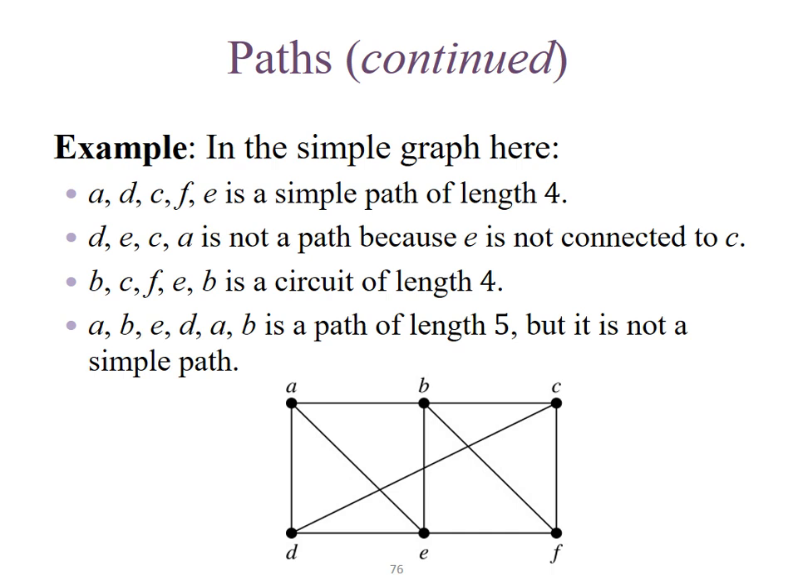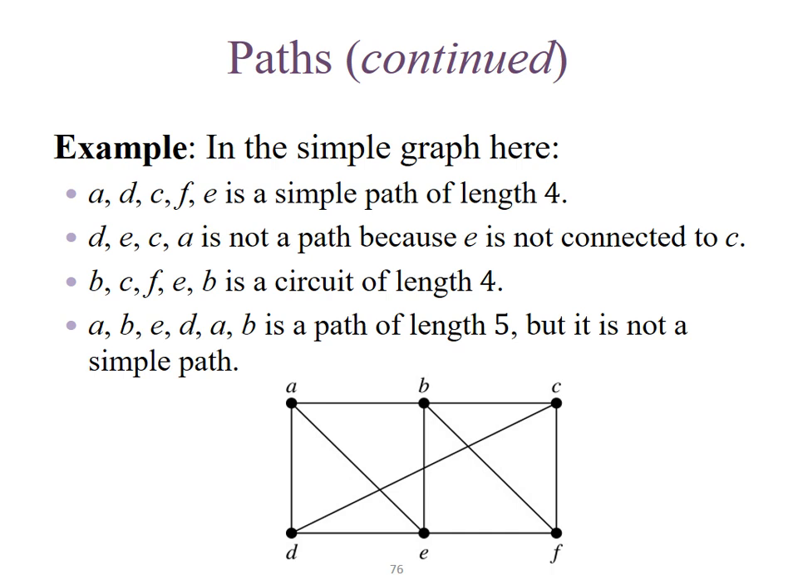Okay, we have no edges between B and C. So BECA is not a path. How about BCFE? BCFE. Okay, so you can see it starts from B and ends at A. So this is a circuit of length 4.